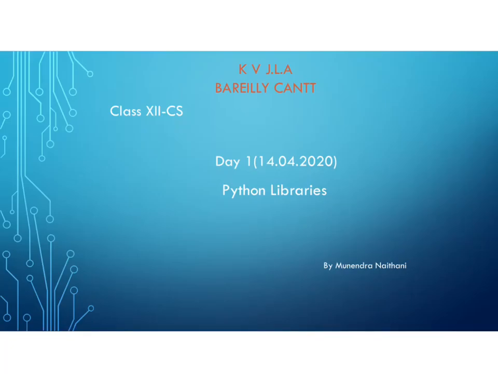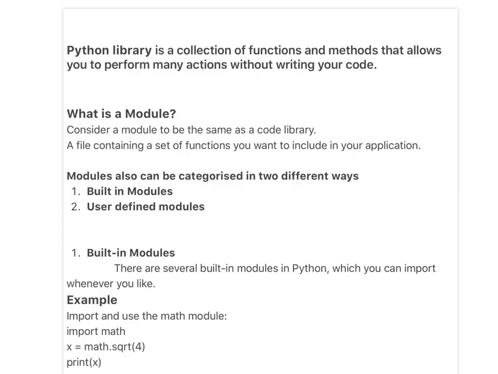Hello. Today we are going to discuss another topic of class 12th computer science, and that is Python libraries. The first topic we already have discussed was functions, and now we are going to discuss the Python libraries. A very simple definition here: a Python library is a collection of functions.